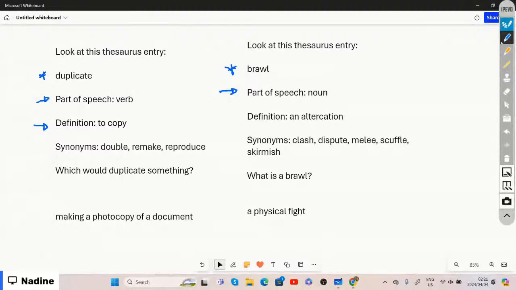But remember, the whole aim of the synonyms is for you to be able to identify at least one or two of the words that make sense to you, right? Because if the word brawl seems too complicated, you've never heard that word, so it's unfamiliar to you, then if you look at the synonyms, clash, dispute, melee, scuffle, skirmish, at least one or two of those words will give you an idea of what brawl means.